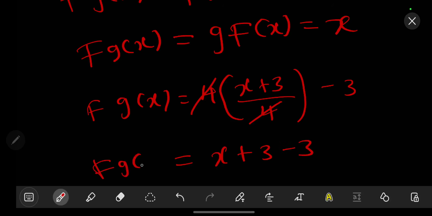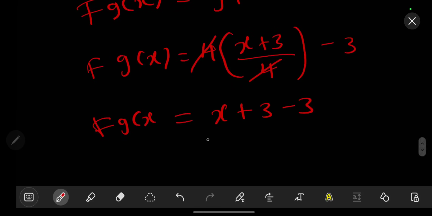So our f of g of x has given us a value that is equivalent to x, since 3 minus 3 is 0. So f of g of x should be equal to x.